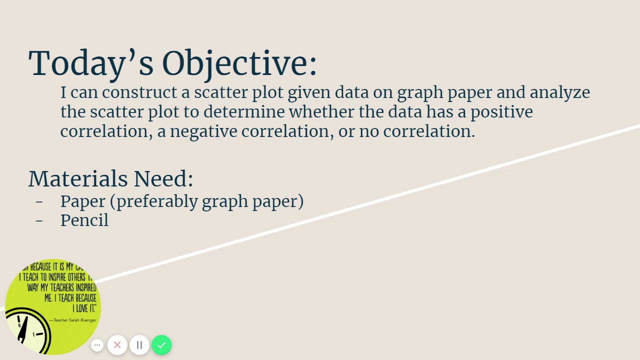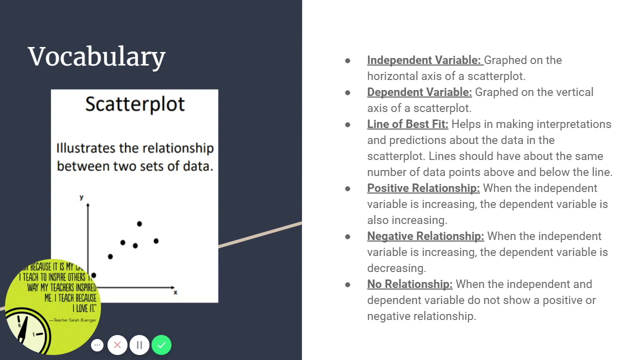Today's objective: I can construct a scatter plot given data on graph paper and analyze the scatter plot to determine whether the data has a positive correlation, negative correlation, or no correlation. Materials needed are paper, preferably graph paper, and a pencil. In reviewing your vocabulary terms: independent variable, dependent variable, the line of best fit, positive relationship, negative relationship, or no relationship.